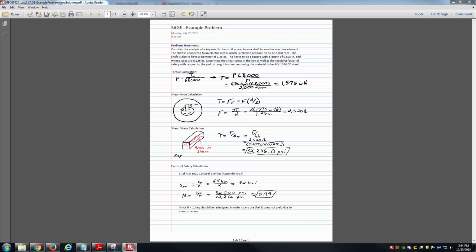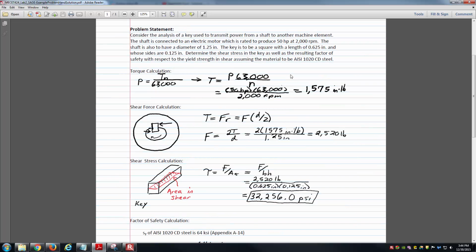It's basically talking about analyzing a key used in a power transmission situation and trying to figure out if the proposed key design is acceptable. The details of the problem you can see in the problem statement. I'll zoom in a little bit here on the hand calc side of things.